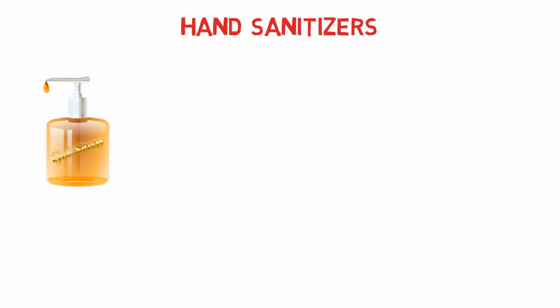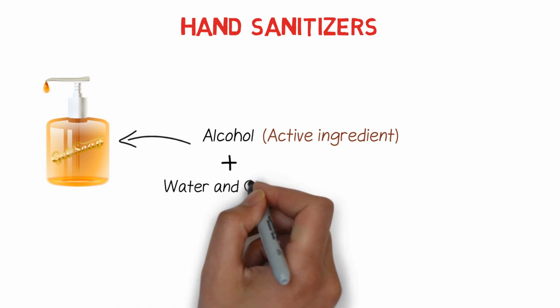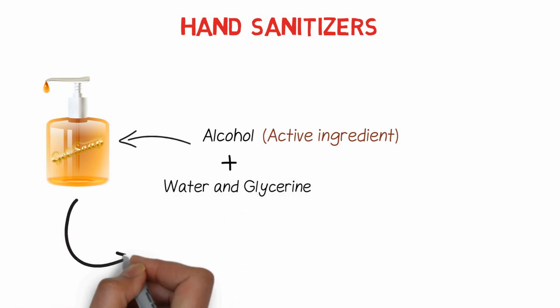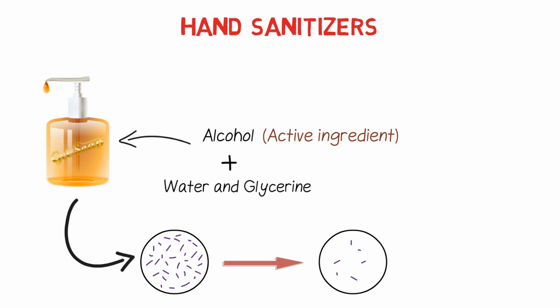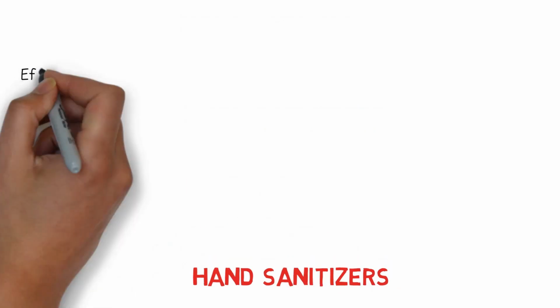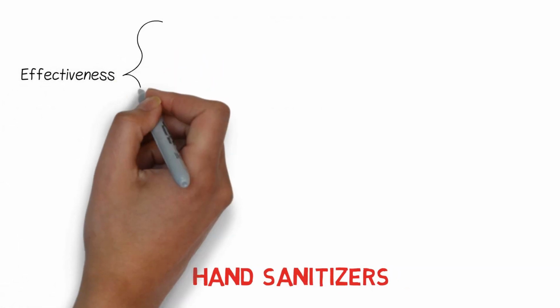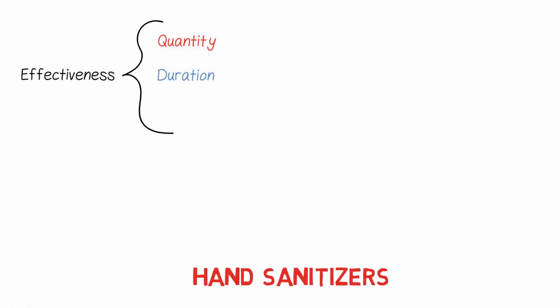Hand sanitizers often contain alcohol, such as ethyl alcohol, as an active ingredient. Other ingredients may include water and glycerin. Hand sanitizers reduce the levels of microorganisms by killing them, just like other disinfectants do. The effectiveness of hand sanitizers depends on quantity used, duration of exposure, and frequency of use.